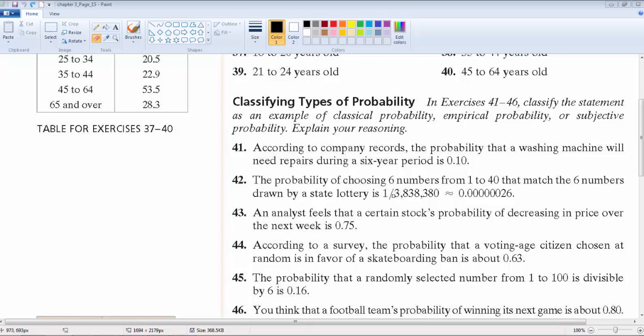There are three types of probability we're studying in this course. There's classical probability, empirical probability, or subjective probability. In each case, we're going to determine which probability is being used to describe the situation.